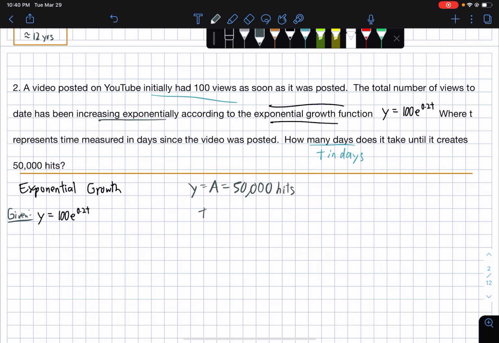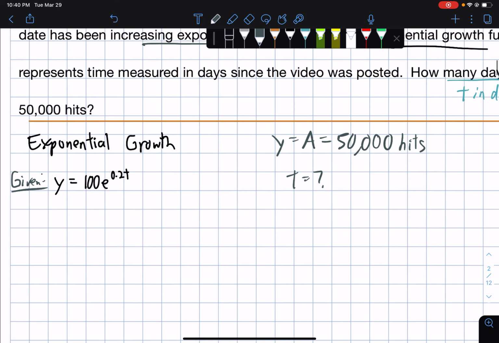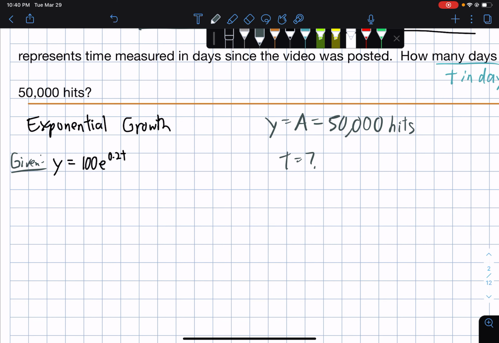And t is missing. T is in days, since it asks how many days. Apart from that, I think we're complete. Let's try to substitute our values. So 50,000 is equal to 100 times Euler's number raised to 0.2t. T is missing, so that's what we're trying to find.